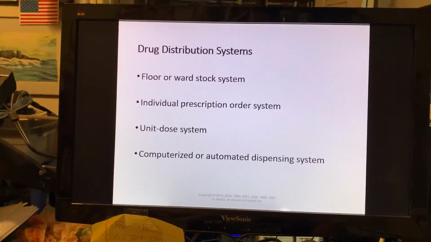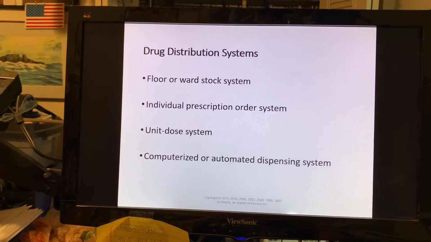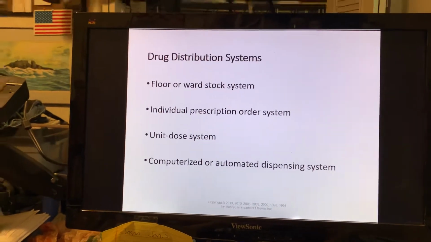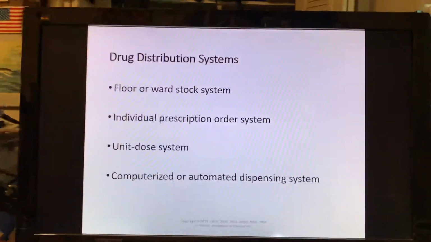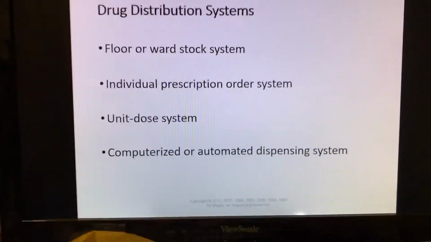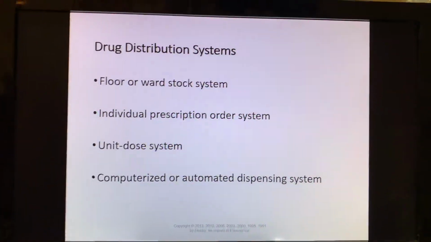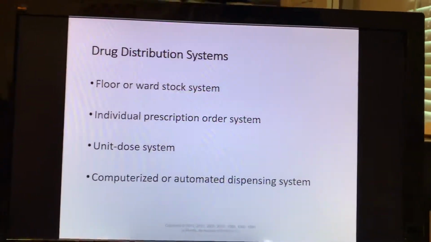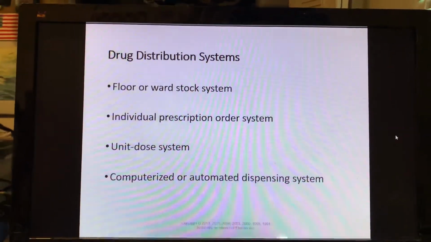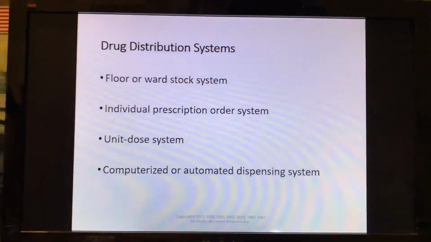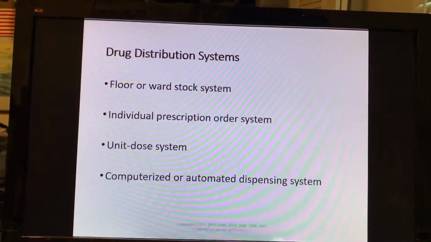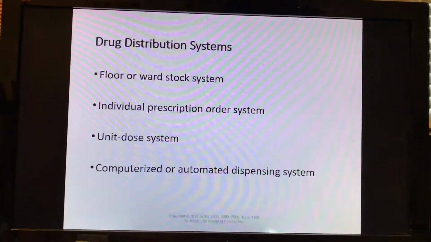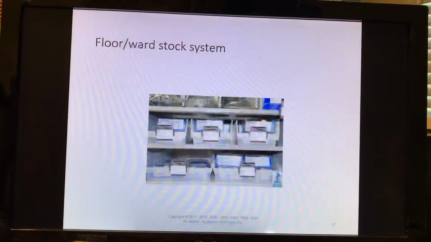The most common thing you have is a unit dose system where every day you get your patient's meds for the next dose or the next 24 hours. And then most places will have a computerized or automated dispensing system like an AcuDose or a Pyxis, where you have to put in a username and password to get access to it. You're going to see that with your narcotics.